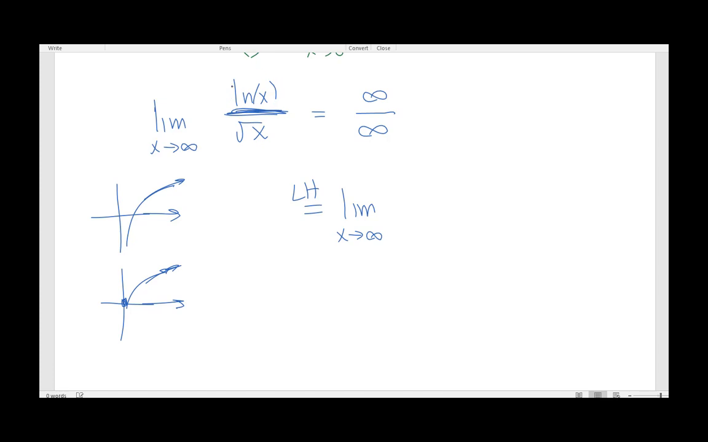What's the derivative of ln of x? 1 over x. And then what's the derivative of square root of x? Again, I'm going to come down here and do a little scribbling. Here's square root of x, so I bring the power down, take 1 away. So I really have 1 over 2 root x if I want to write it that way. I'm going to write it in this form.